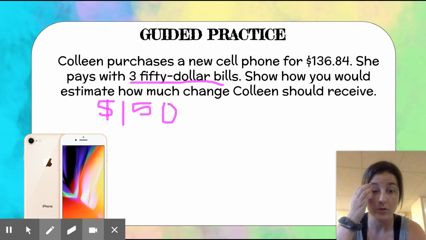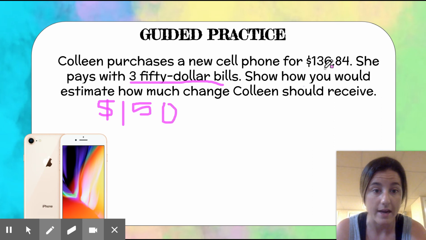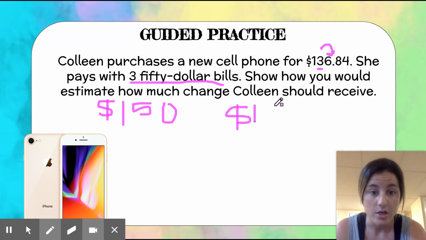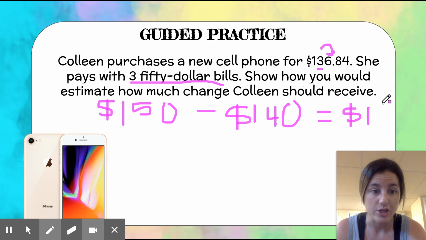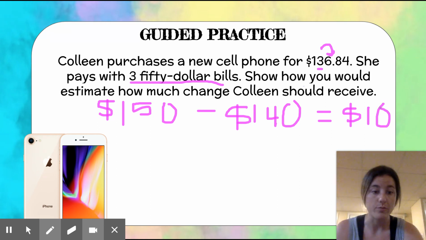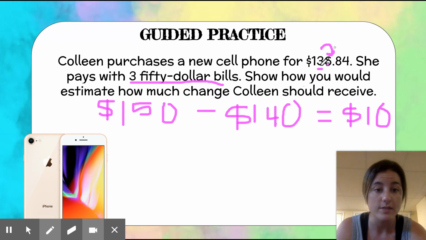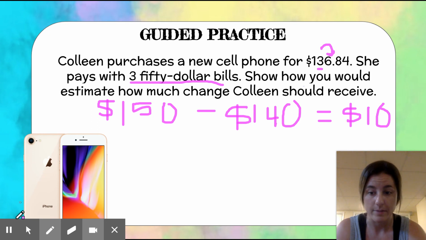If I were to round $136.84 to the nearest tens place, I could round this nice and even up to 6, will make my 3 go up to a 4, to $140. So if I subtracted that, I get about $10 in change. So what I did was I figured out my three $50 bills, and to make it nice and even, I rounded to the nearest 10 and I subtracted. So she should get about $10 left. I say about because we did estimate.